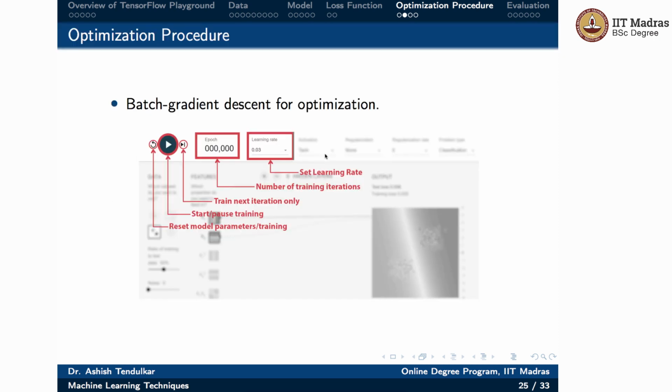And finally, the optimization procedure. We have a fair amount of control in the optimization procedure. You can see three control buttons here. The one in the middle is the most important one, which helps us to start and pause the training. The one on the left helps us to reset the model parameters, and the one on the right helps us to go through the training process step by step. Here we can set the number of epochs, and here we can set the learning rate of the model.